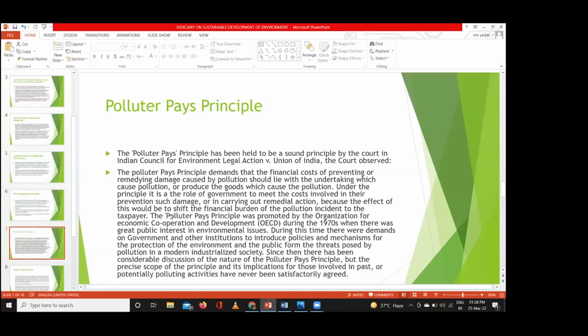This was in 1970, when there was a great public interest in environmental issues. During this time, there was a demand on government and other institutions to introduce policy and mechanisms for the protection of the environment and the public from the threat posed by pollution in modern industrialized society. Since then, there has been considerable discussion on the nature of the polluter pays principle, but the precise scope of the principle and its implication for those involved in past or potential polluting activities had never been satisfactorily agreed.